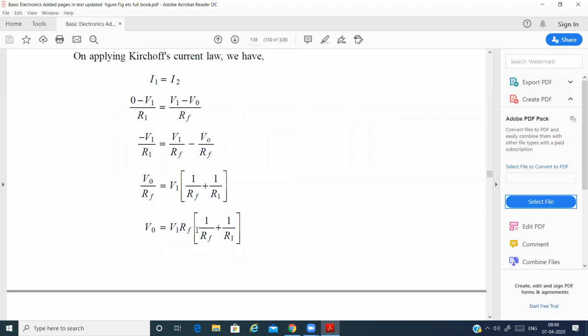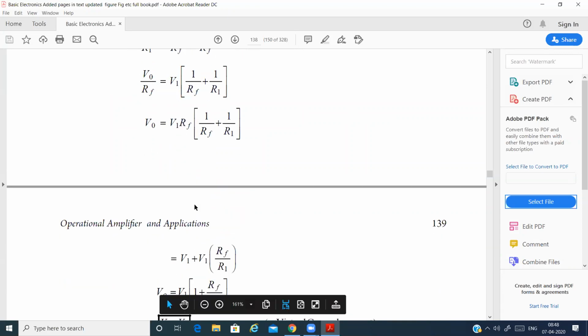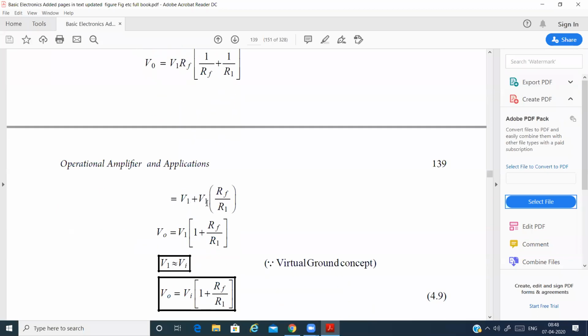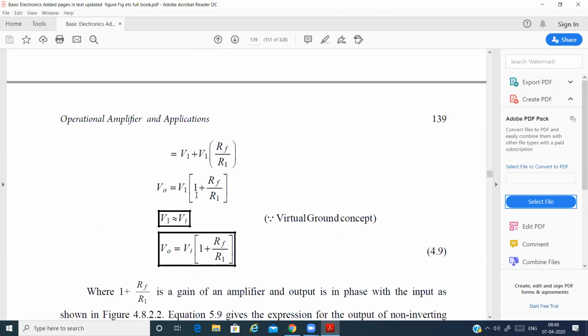Then I'll take RF inside this bracket. When I take it inside, I'll be getting V1 plus V1 into RF by R1. Again, I take V1 common. So V0 is equal to V1 into 1 plus RF by R1. So this V1 is our input, and 1 plus RF by R1 is our gain. If a question is asked on what is the gain of non-inverting amplifier, then the gain is 1 plus RF by R1.